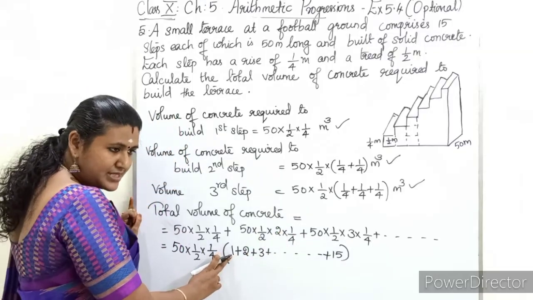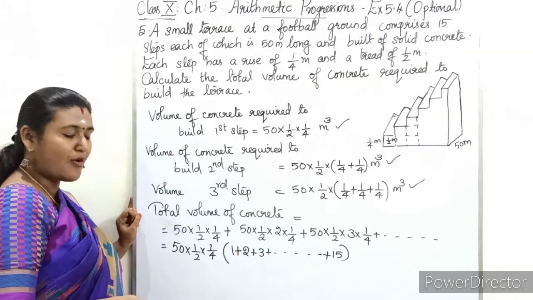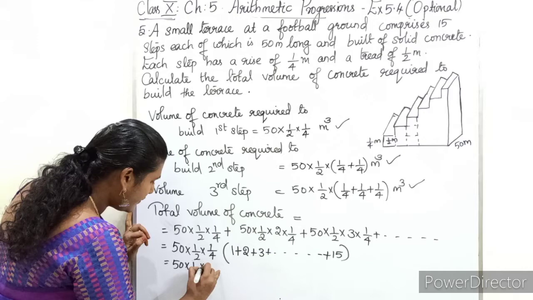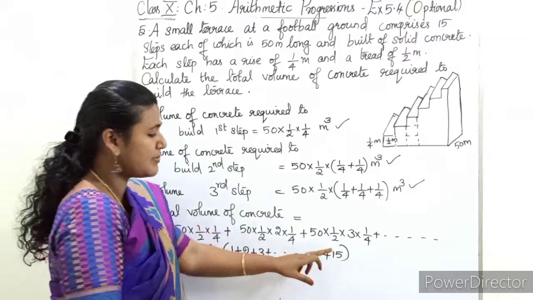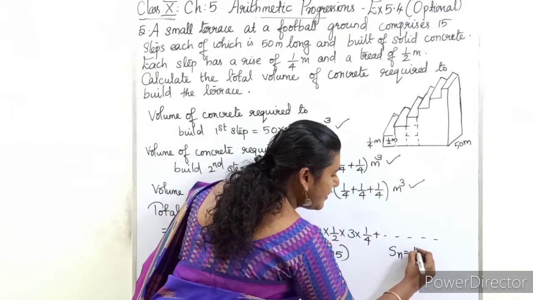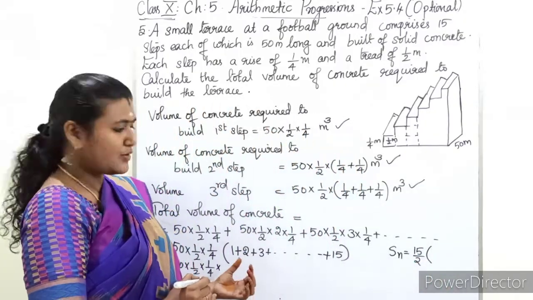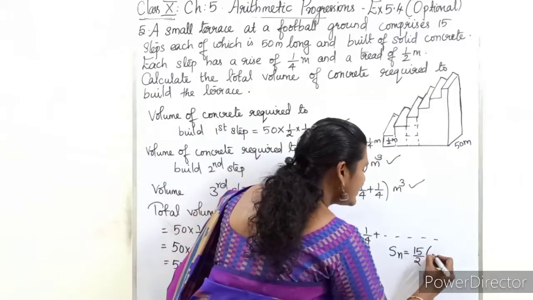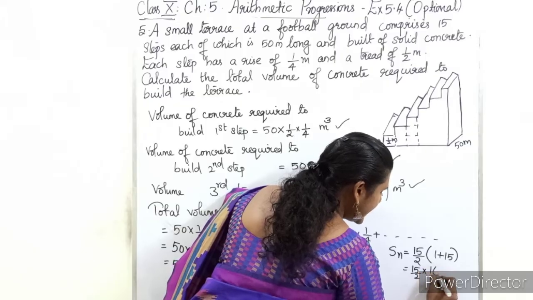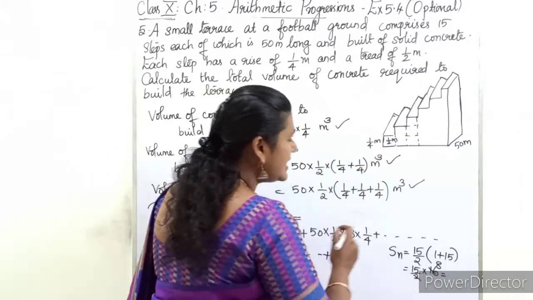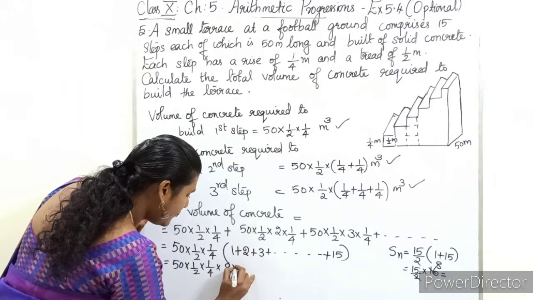Now how to find the sum of the first 15 terms? Here the first term is 1 and the common difference is 1. So for finding this sum, we can use the Sn formula: 50 into 1 by 2 into 1 by 4 into Sn. Sn is equal to n by 2 into A plus L. How many terms are there? 15 terms. Using the first term and the last term, A plus L, so 1 plus 15. So 15 by 2 into 16, we can cancel these two, so the sum is 8 into 15.